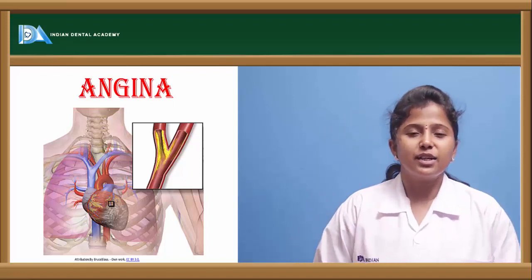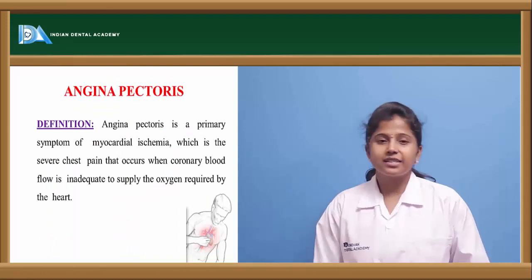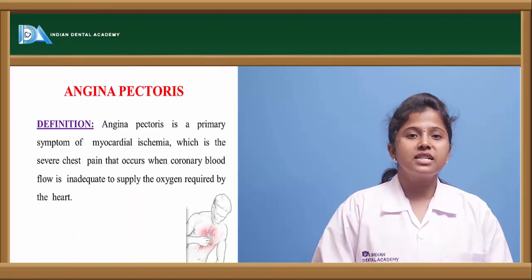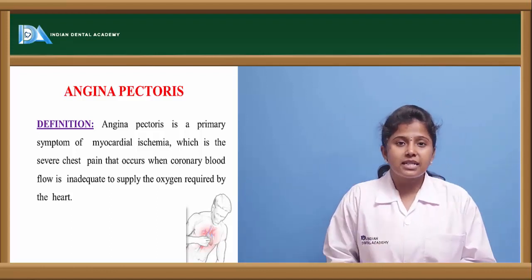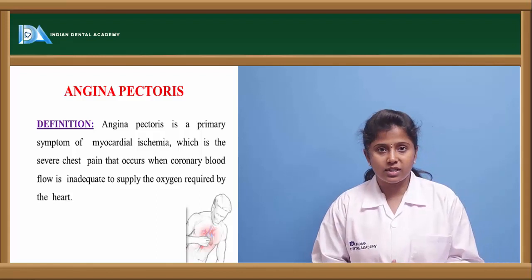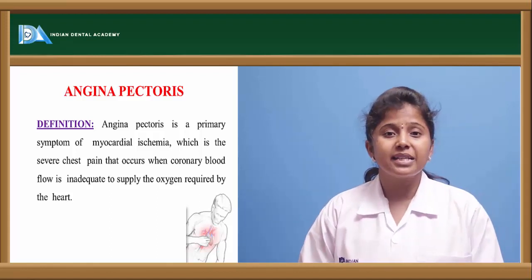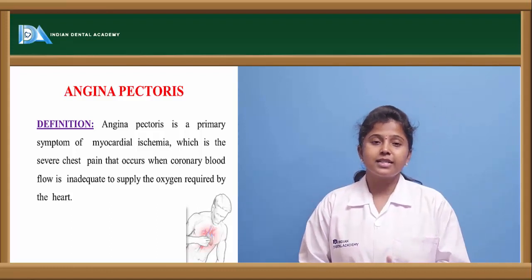Now we'll see one of the cardiovascular related disorders, that is angina. Angina is a serious cardiovascular disorder where there is insufficient oxygen supply to the heart, or there is an increased oxygen demand to the heart and decreased oxygen supply. That leads to chest pain. There occurs chest pain and some sort of discomfort in the heart. This situation is called angina.